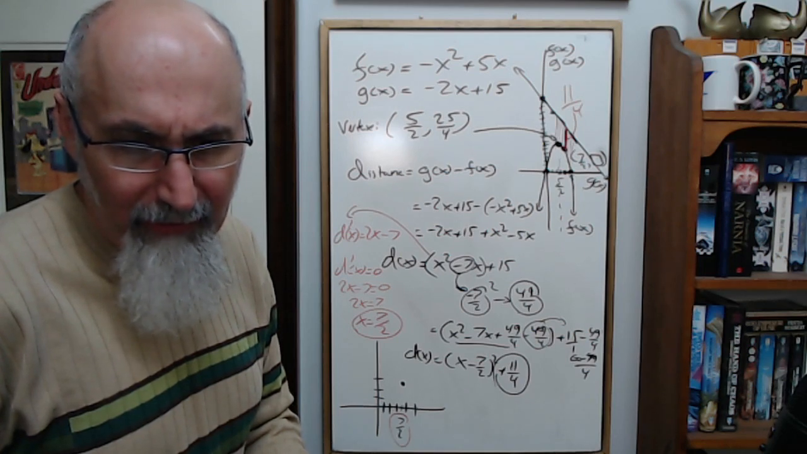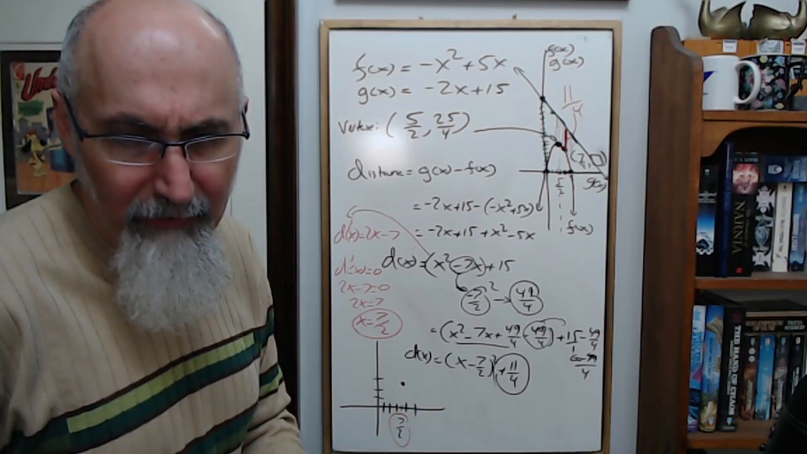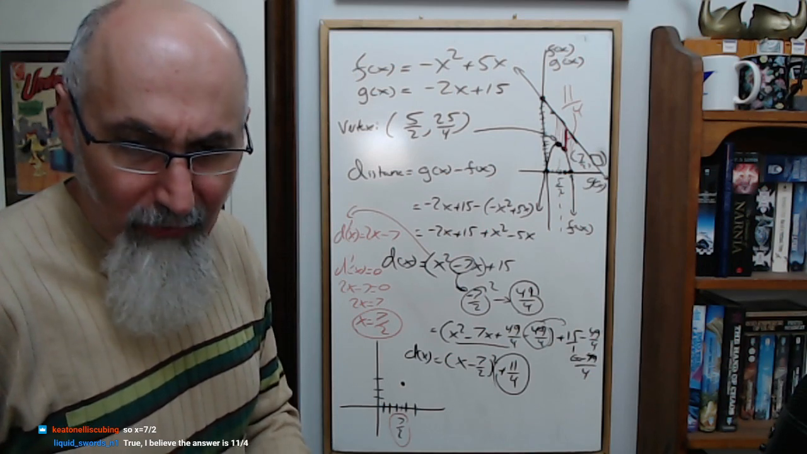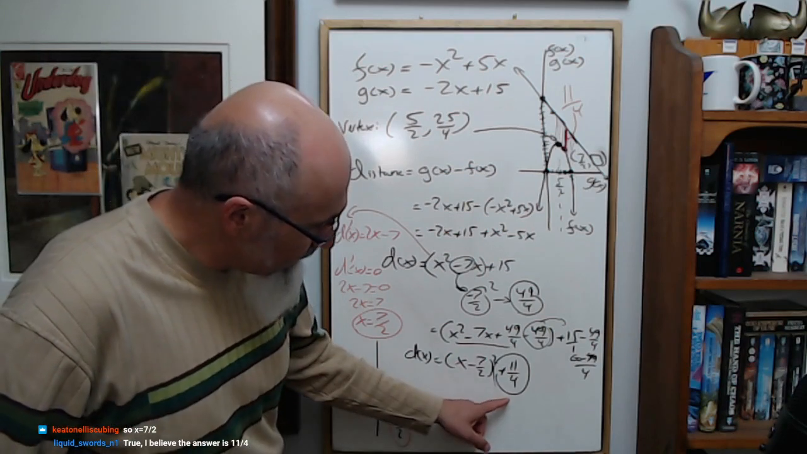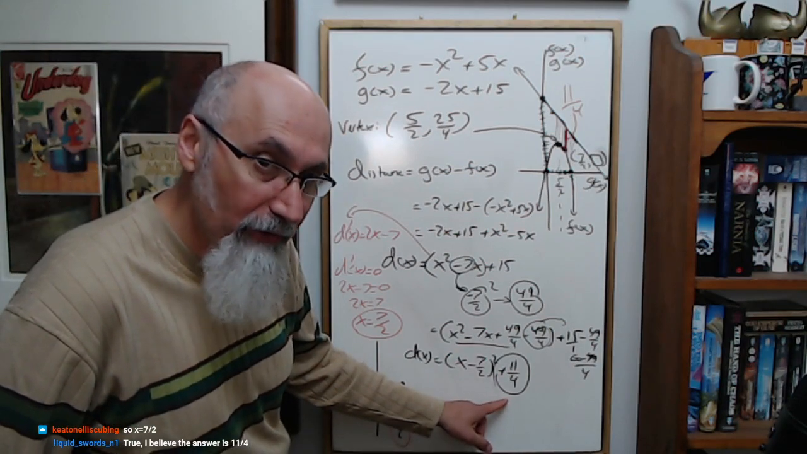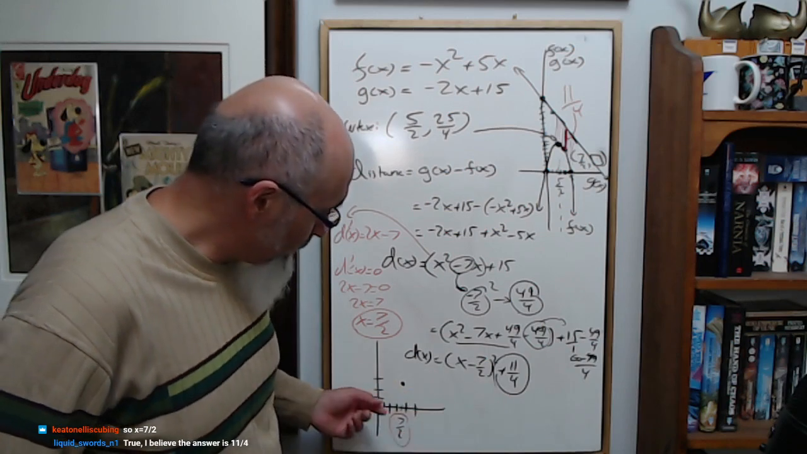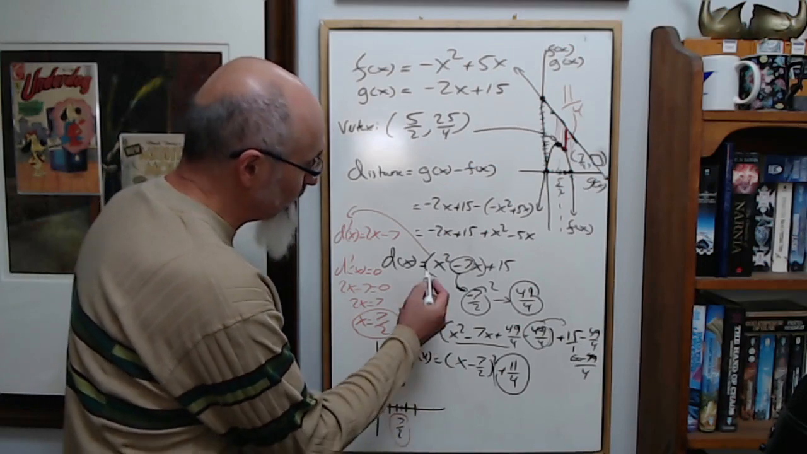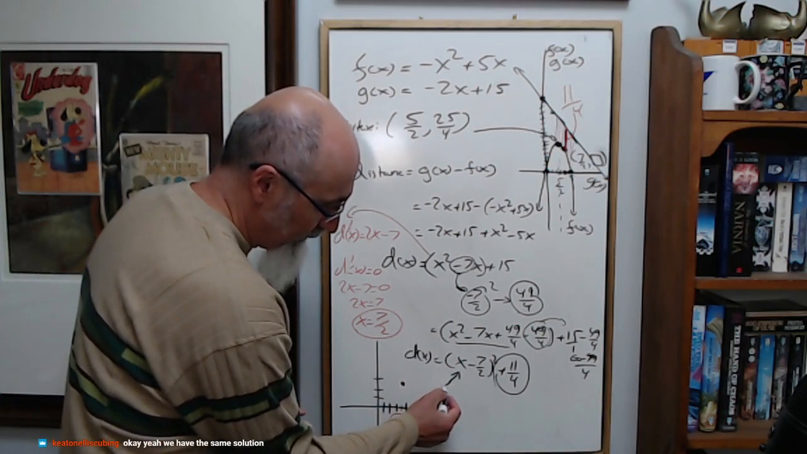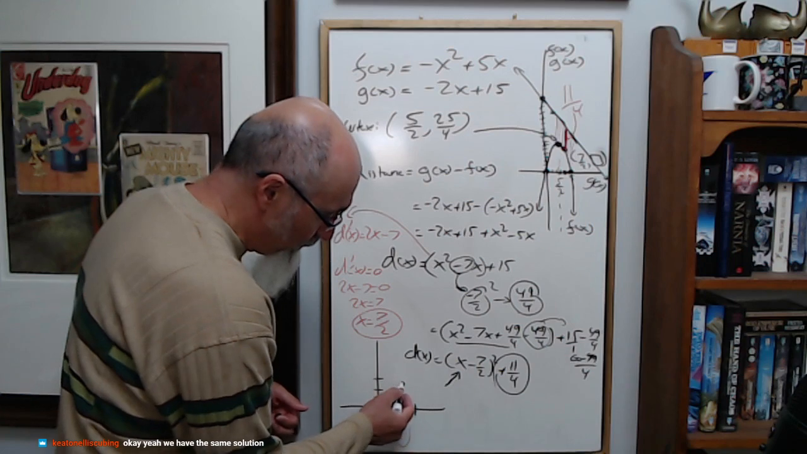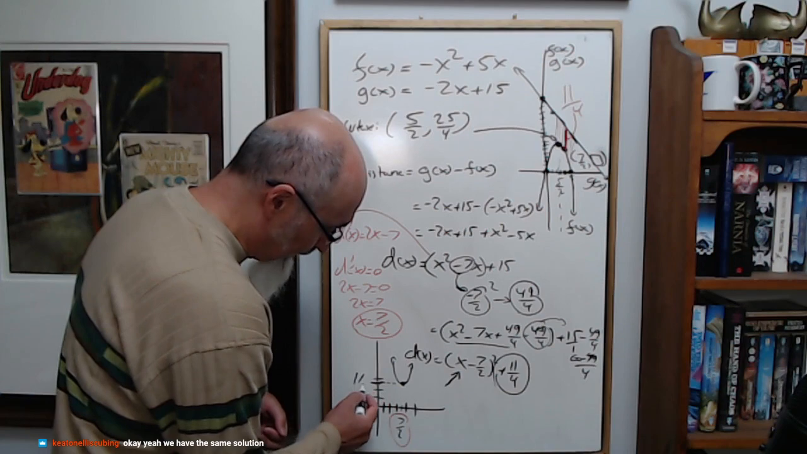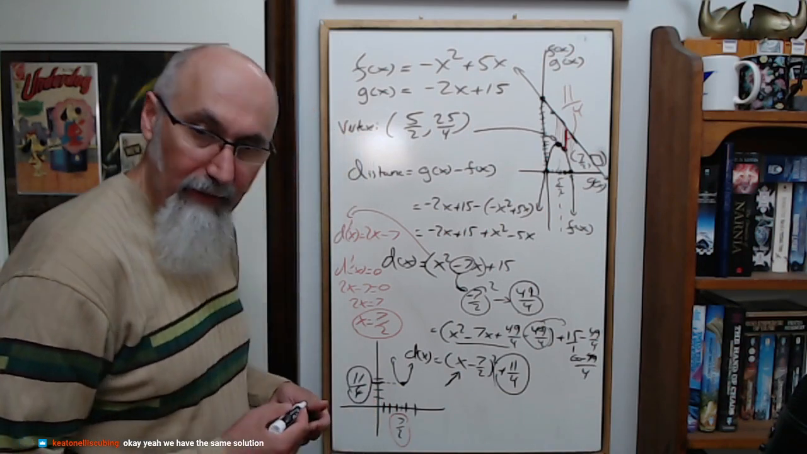That should indeed be correct. We have found the x value where the shortest distance occurs. But what is the shortest distance? So x is 7/2. Isn't this the shortest distance? Because we're trying to find the minimum value. If this is the parabola, it opens up. So we know the minimum is this, which is 11/4, right?